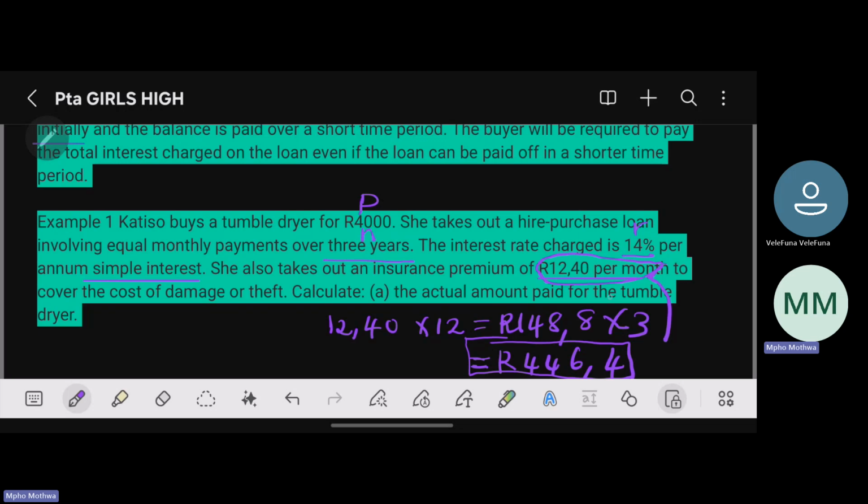So can I also ask, when you're multiplying the 12 rand 40 cents by 12, where did you get the 12 that you're multiplying the 12 rand 40 with?